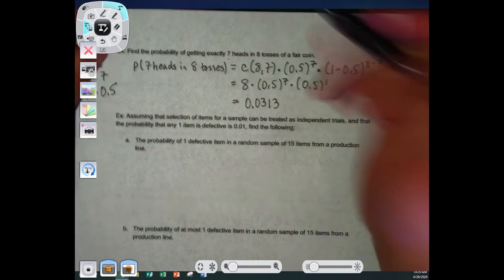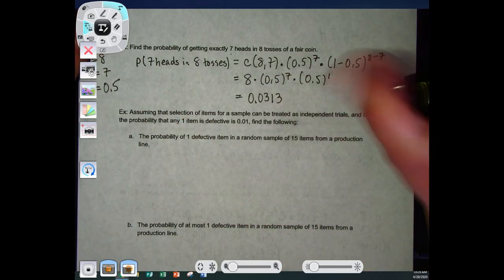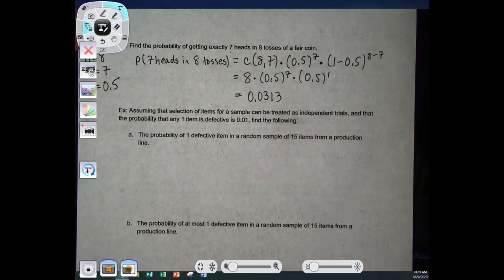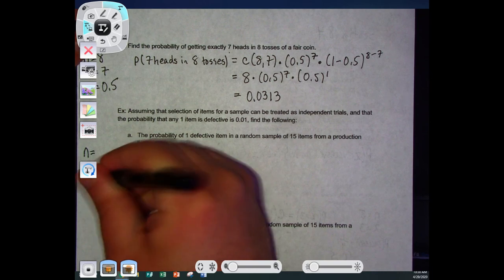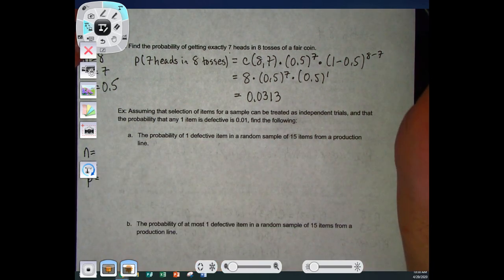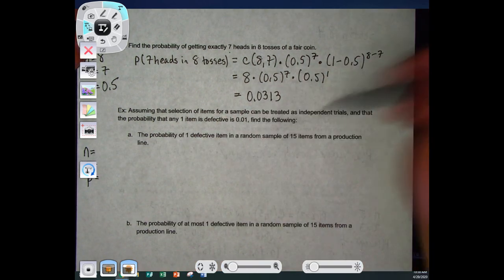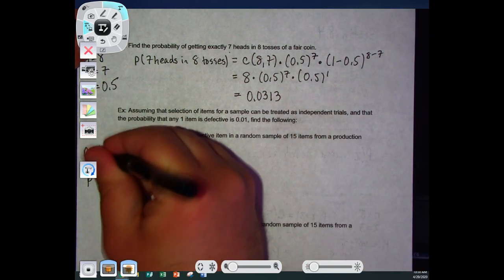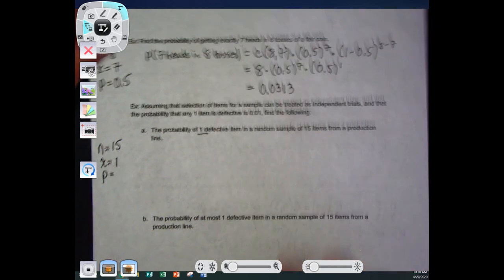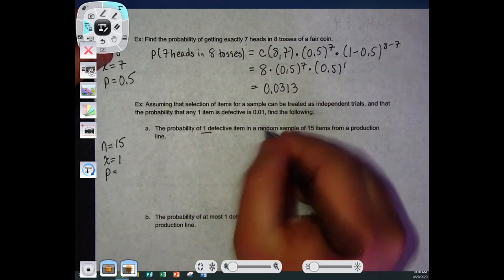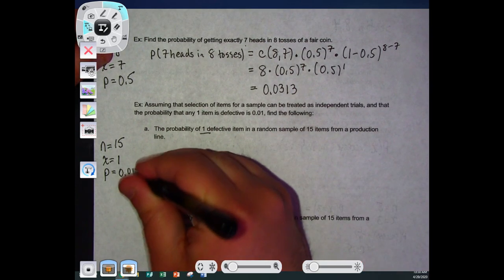Okay, so the probability of one defective item in a sample of 15. Well, again, we need to know N, we need to know X, and we need to know P. So N, the number of trials, that's 15. We're looking for one defective item, so X is equal to 1. And the probability of that one item being defective is 0.01.